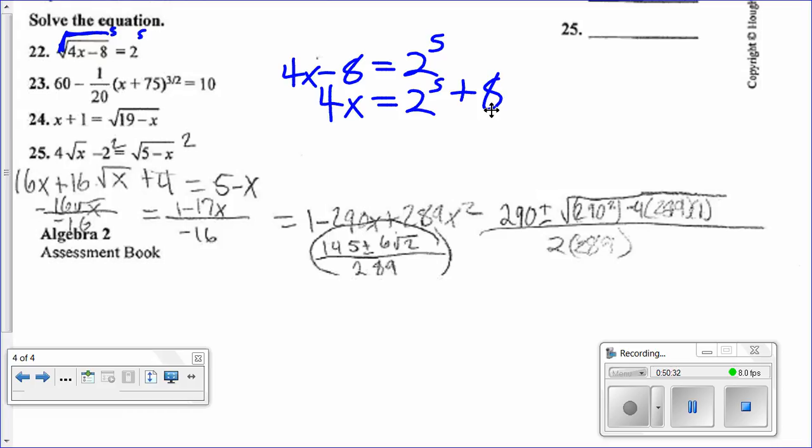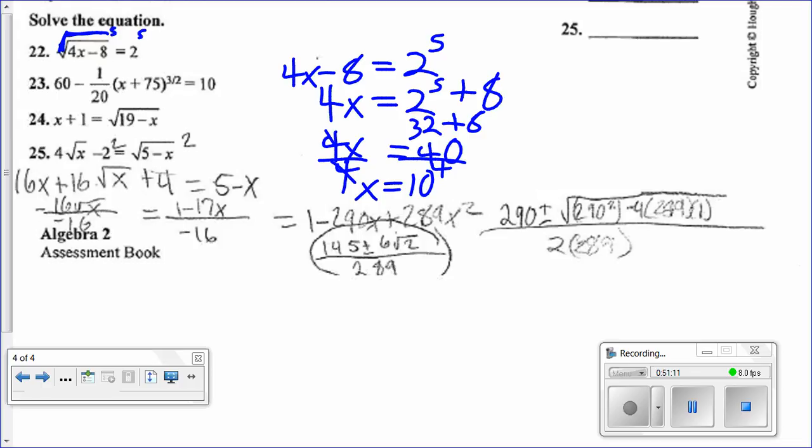So now we can do a couple of things. We could go ahead and divide both sides by 4. But let's go ahead and evaluate 2 to the 5th. 2 to the 5th is 32, okay? So 2 to the 5th is 32, plus 8 is 40, still equals 4x. Now we can divide both sides by 4. This divides to 1, so x, 40 divided by 4, that's going to be 10.